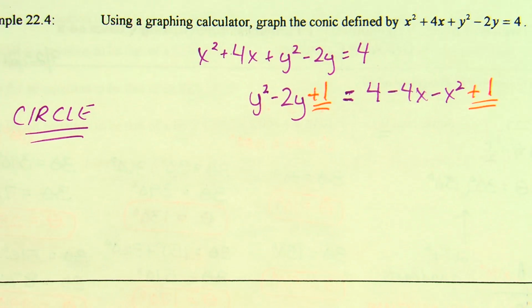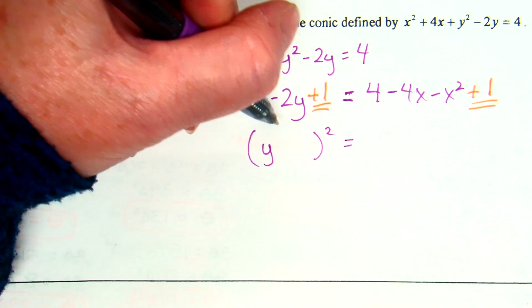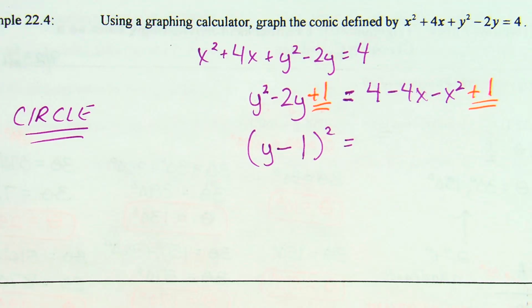Square root of y squared is y. Square root of 1 is 1. Middle sign is a negative. Or what number multiplies by itself to be 1 and adds to be negative 2? If I clean up the right, 4 plus 1 is 5. So 5 minus 4x minus x squared.